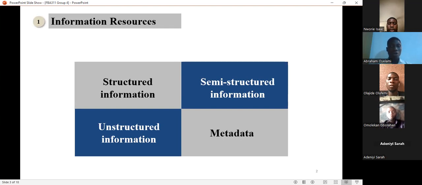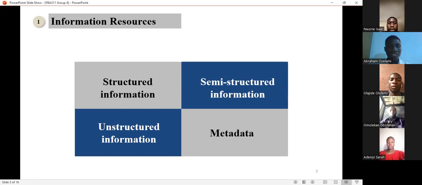Structured information is well-organized information that can be queried as well as recovered. It has an inherent structure that makes it very unique. An example of structured information is the data of a student at the University of Lagos, consisting of the matriculation number, level, course, as well as faculty.